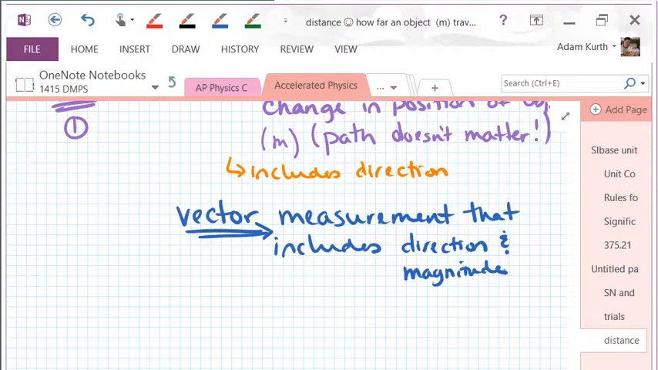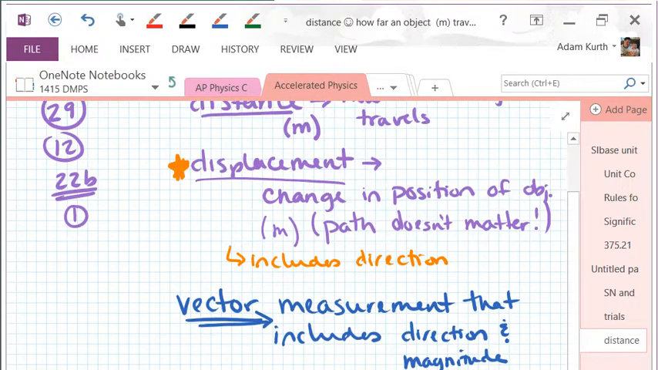Displacement is a vector. We mark it in your book. I think they read it as delta x, right? Am I right there? Or am I making that up? Yes, it is delta x. I'm going to put a little arrow on top of it. That arrow means it is a vector, right? Okay, that's the key.